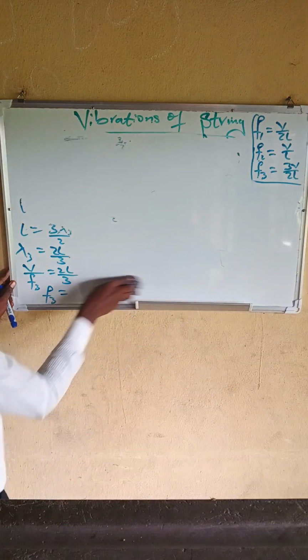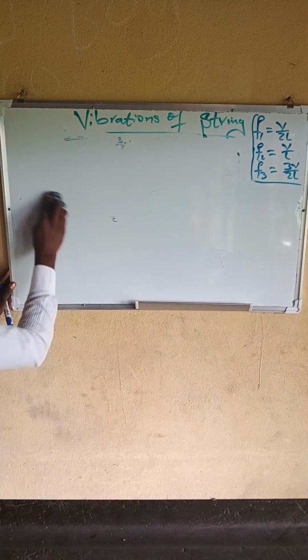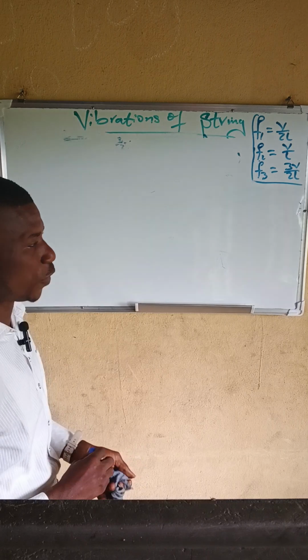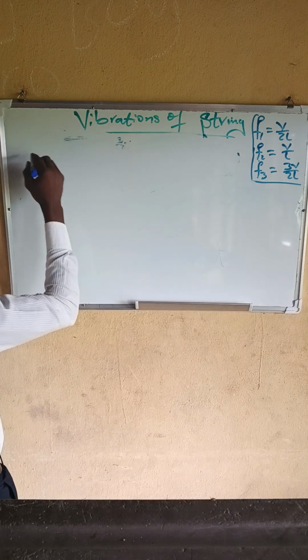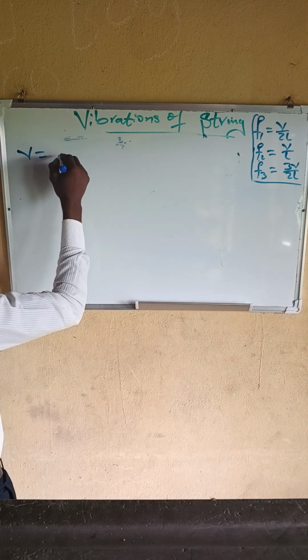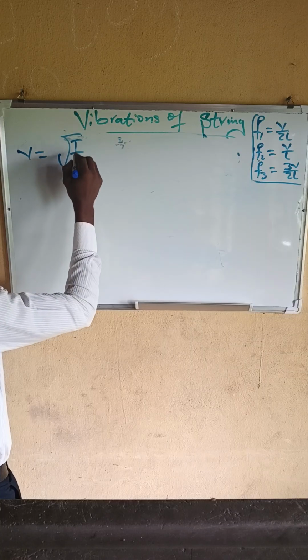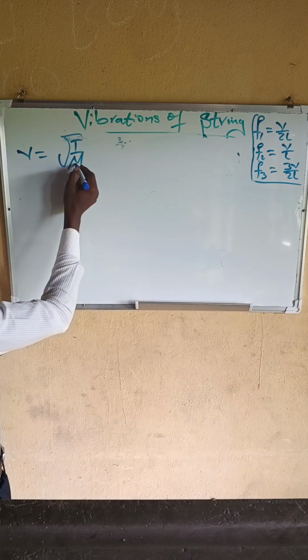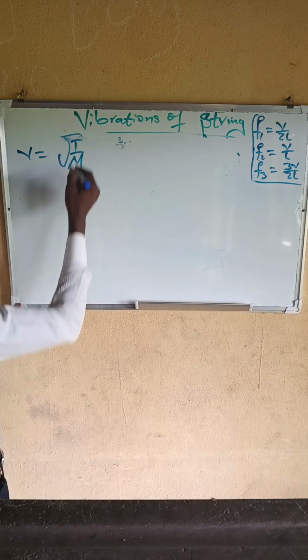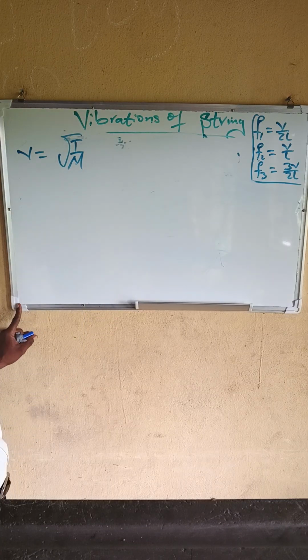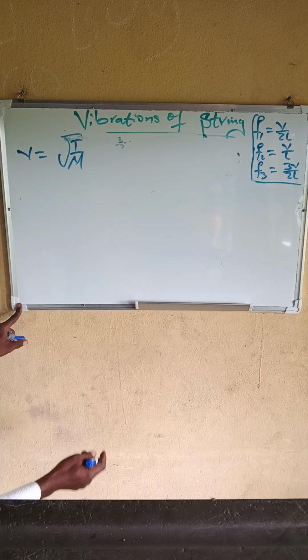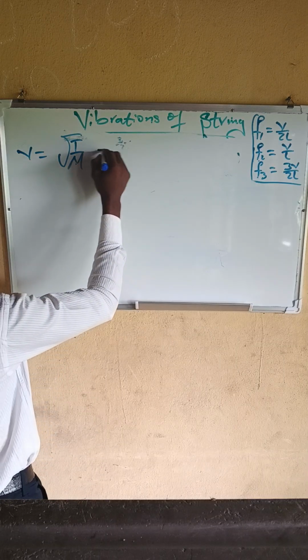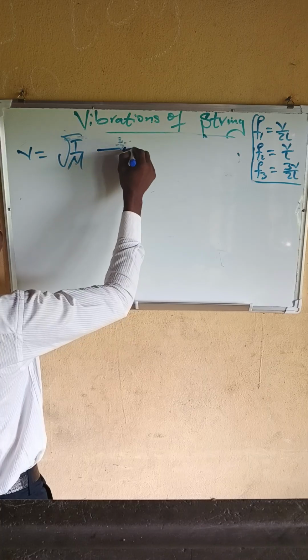Now for a string, a wave that travels in a string, the speed of the wave is given by root T over linear density. This is called linear density, and this is called the tension. This linear density is mass per unit length. Okay, now I can call this equation 4.